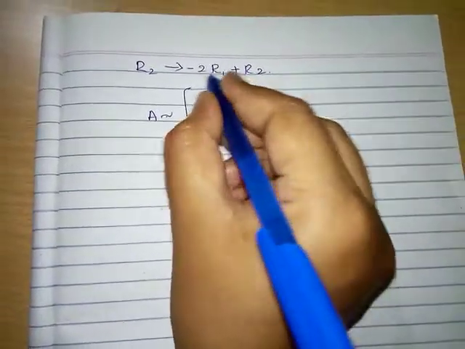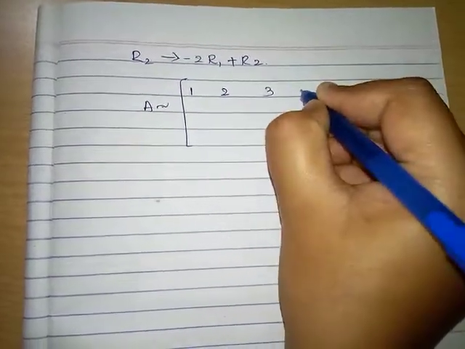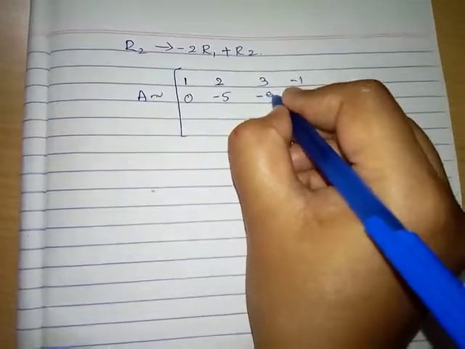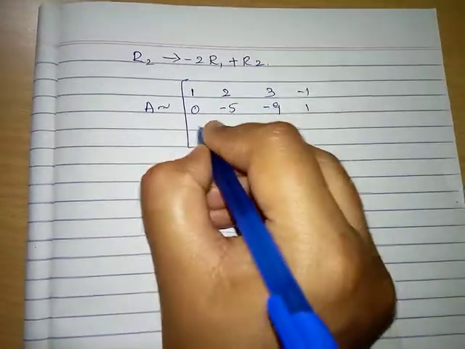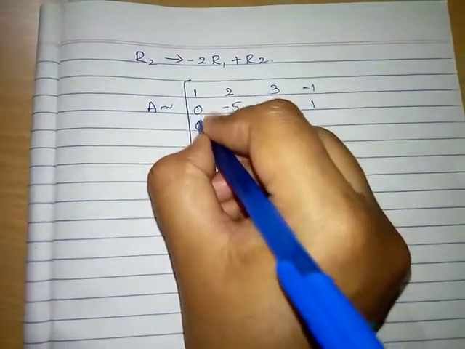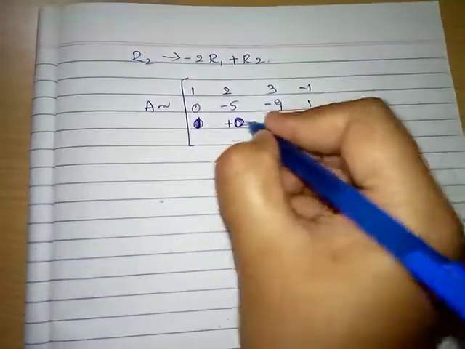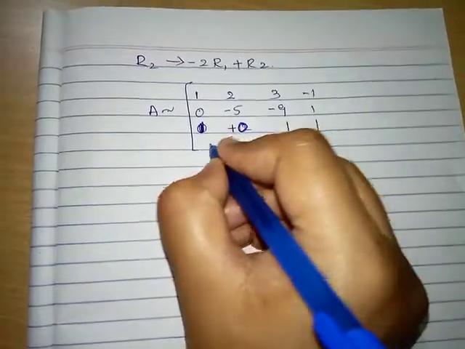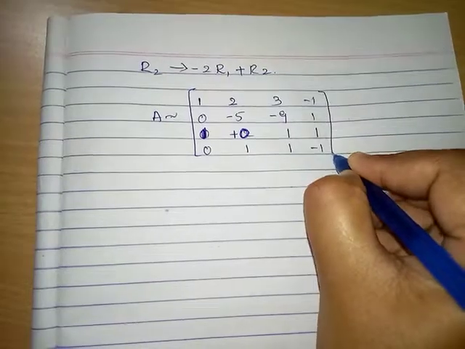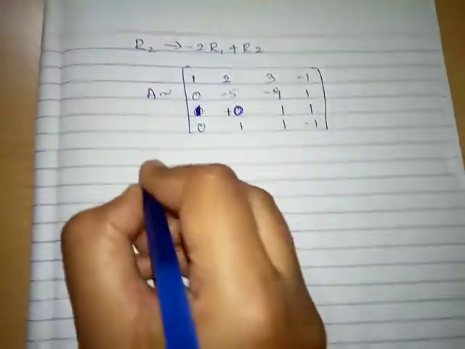Next, after applying this transformation, write the first row as it is. 0, minus 5. I will write the elements directly. You know how to calculate this. Sorry, in the third row here we have 1, this is 0, plus 0 1 1, 0 1 1 minus 1, which is the matrix after this transformation.